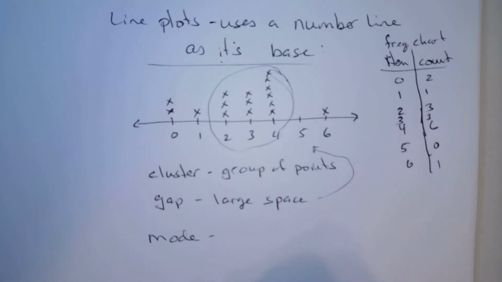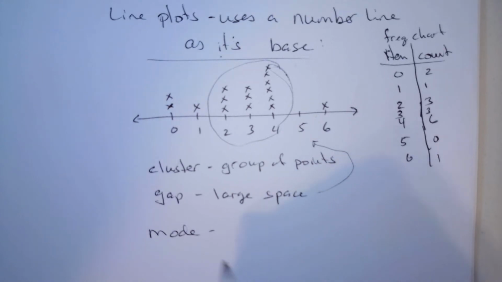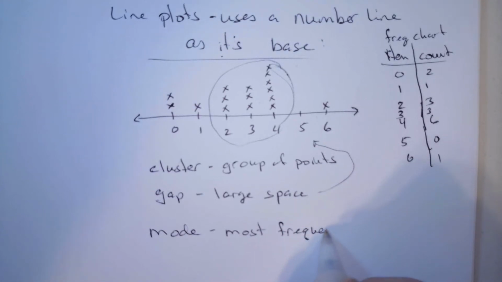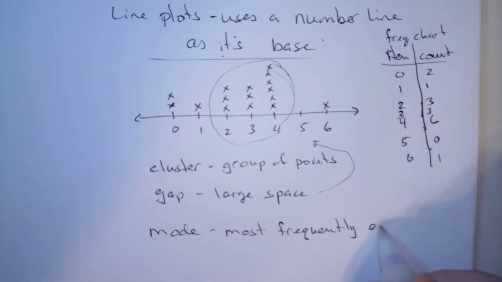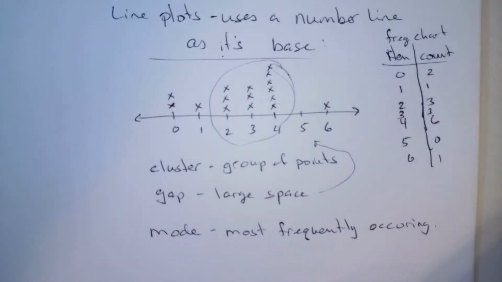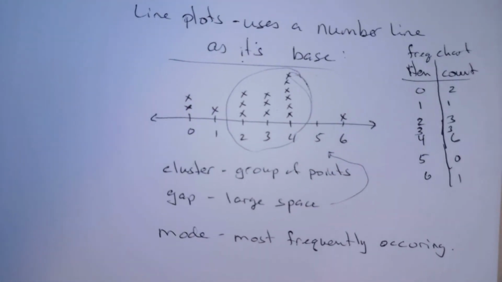When you hear the word mode, like in fashion, the mode du jour, it's what everybody's wearing. It's the most frequently worn object. So the mode in this case is the most frequently occurring. That's what the mode is. So that's a dot plot.